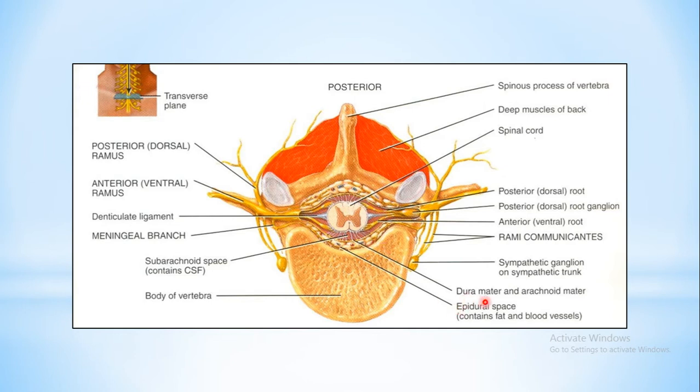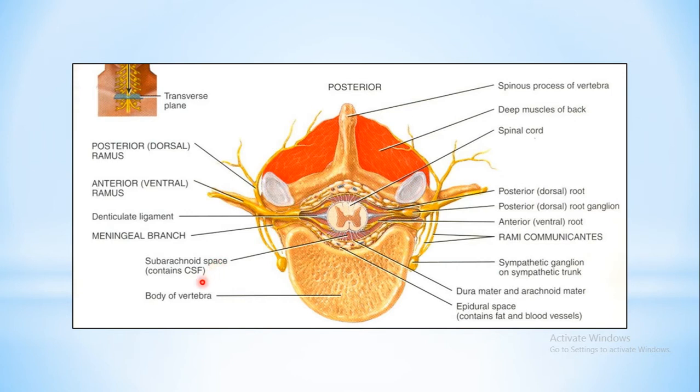And if you can see the protective layers, these are the dura mater and arachnoid mater over here. And this is the epidural space, meaning the space outside the dura mater. Dura mater is the outermost layer. Pia mater is the innermost layer. So this is the arachnoid and the dura mater. And this is the subarachnoid space, which is between the pia mater and the arachnoid mater. In between that space, it is known as the subarachnoid space.